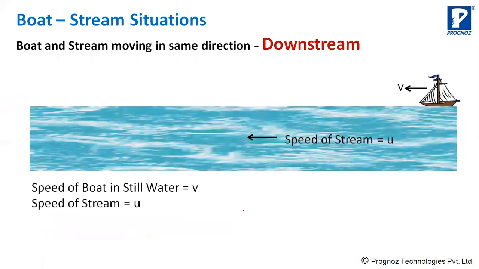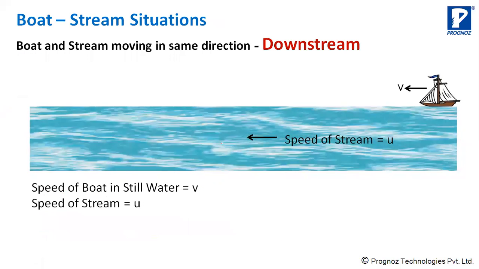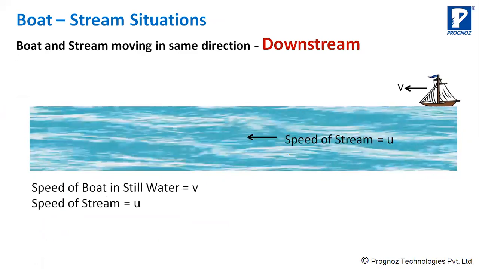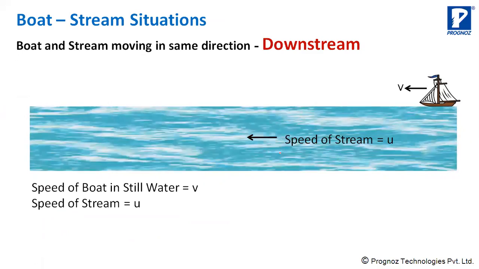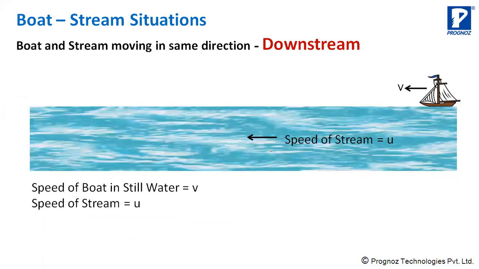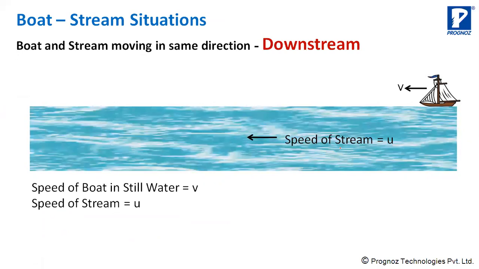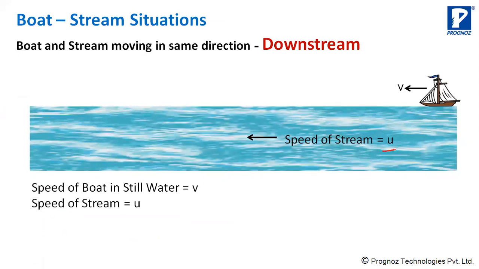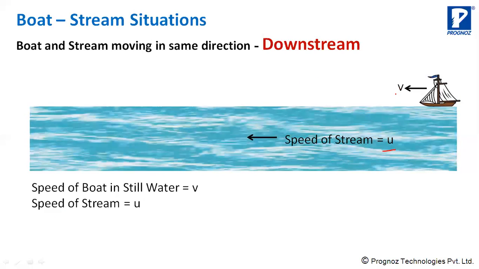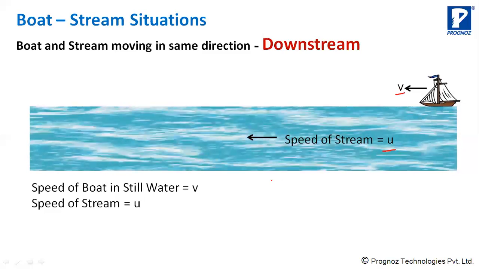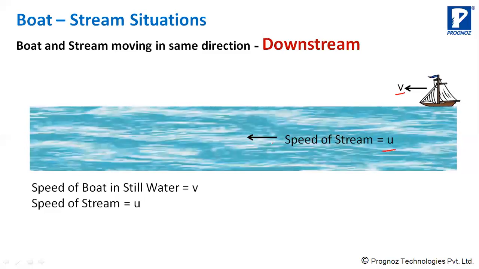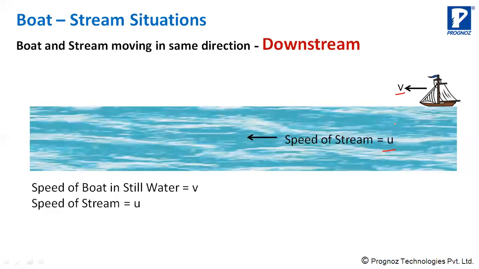Let's see the other situation. Now you will see there is a flow in the stream and the stream is flowing in one direction. The stream will always flow in one direction, as a river never flows in the opposite direction. It goes in one direction only, and the speed of the stream is u, and the speed of the boat is v. Here if you see, the direction of the stream and the direction of the boat is the same.